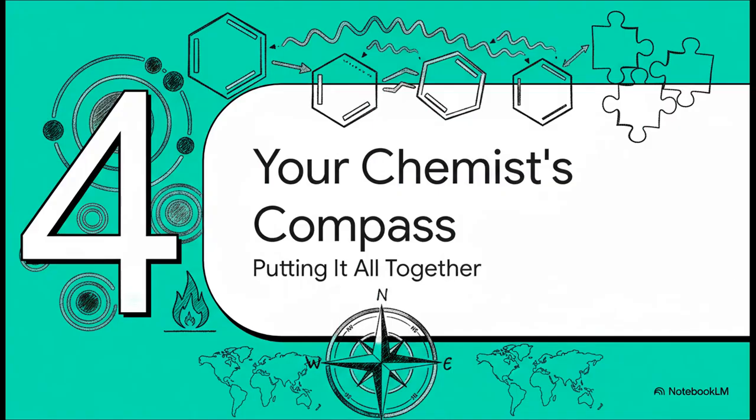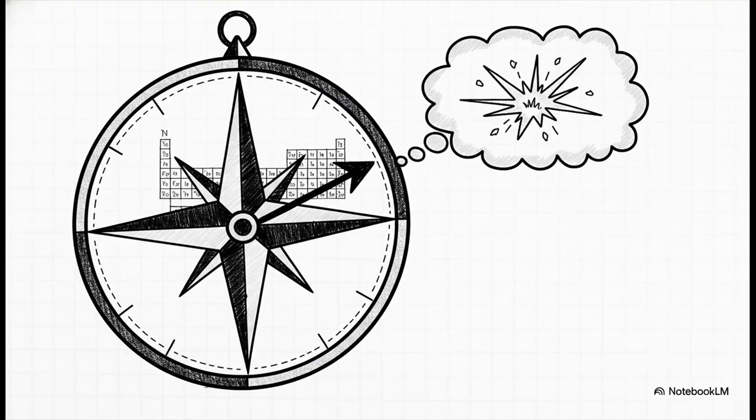So there you have it. We've covered the continents, we've met the families, and we've learned the rules of the road. We've seen how everything on this incredible map is connected in a beautiful, logical system. And here's the biggest takeaway I want you to leave with today. The periodic table is not just some poster you hang on the wall. It is your chemist's compass. It's a powerful, predictive tool that lets you understand the personality and the behavior of any element in the universe, just by knowing where it lives.